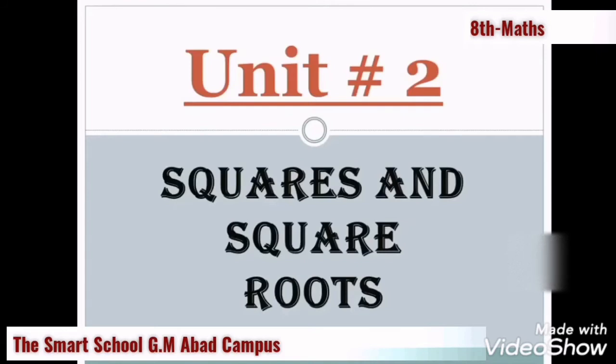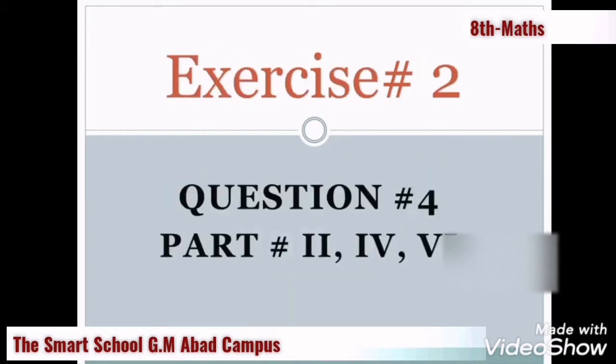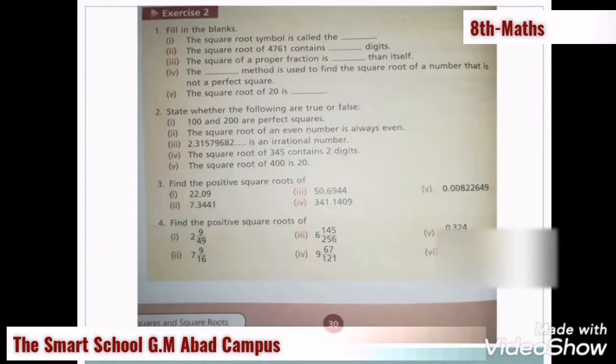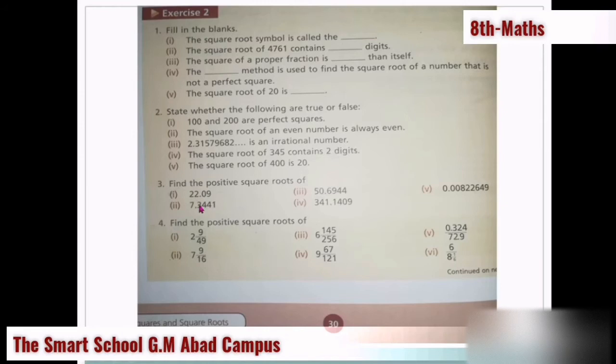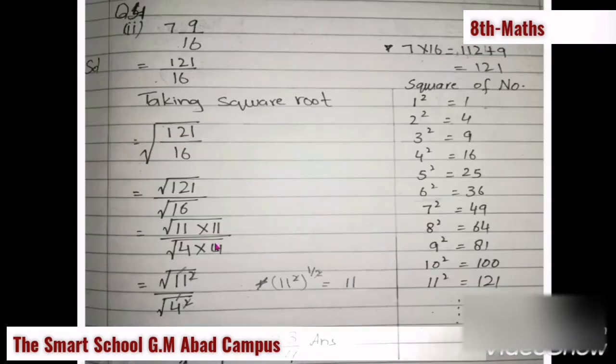In this lecture we are going to solve unit number 2, squares and square roots. Exercise number 2, question number 4, parts 2, 4 and 6. In the previous lecture we did question number 3, find the positive square roots of the decimal numbers by division method. Now we are going to solve question number 4, find the positive square roots of these mixed fractions. So let's start. I have done part number 2 here for you.